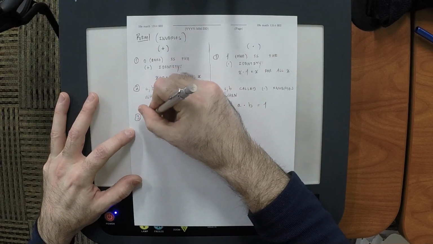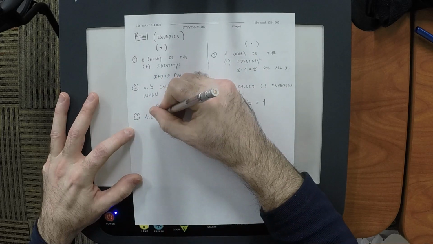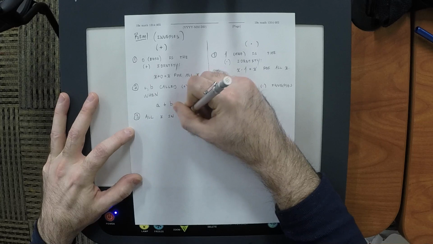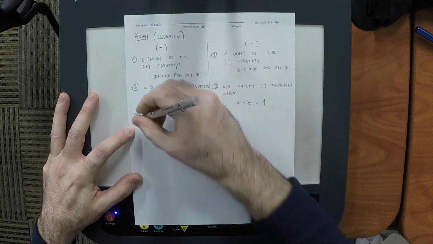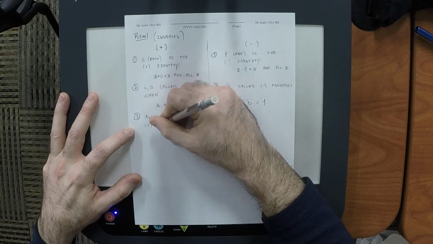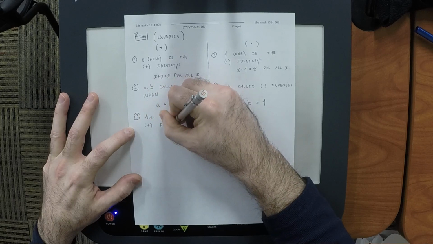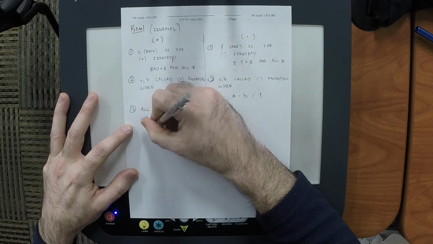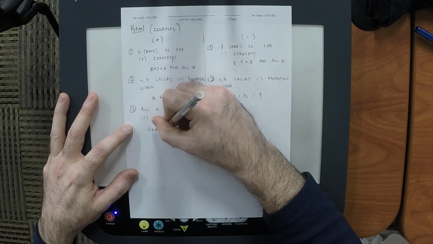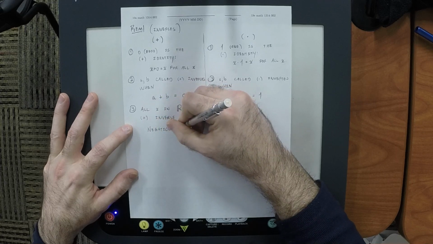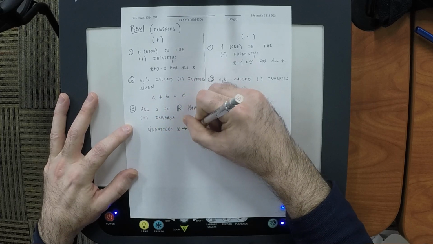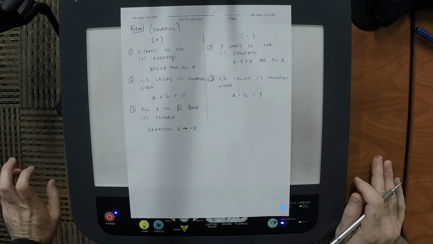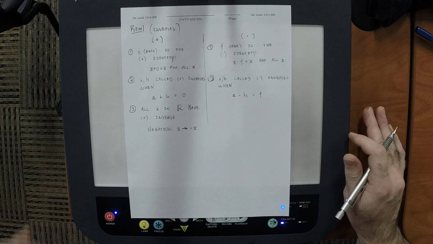So all x in the reals have an additive inverse, so all of them do. And it's found by negation, which is to say, you take that x and then you negate it. So the additive inverse of 5 is negative 5. The additive inverse of negative 8 is negative negative 8, which you'd probably just say as 8.